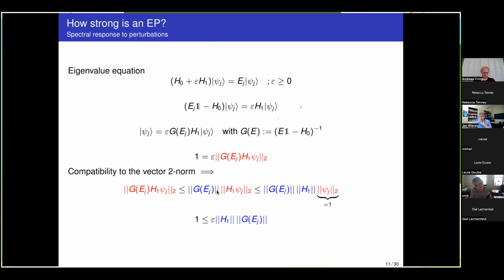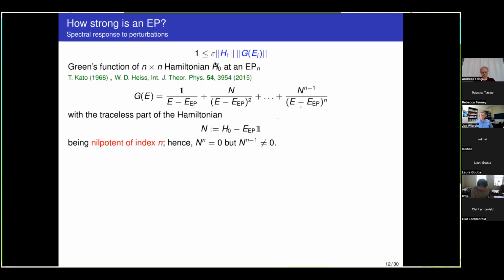Let me mention that I always write a matrix norm in blue and the vector norm in red. This helps a little bit to see it better here. And then finally, I use the fact that the eigenvector should be normalized to 1. So then we get this inequality here. Okay, we take this inequality and then we specify our Hamiltonian to be n times n. And this Hamiltonian should have an exceptional point of order n. That's the simplest scenario, let's say.